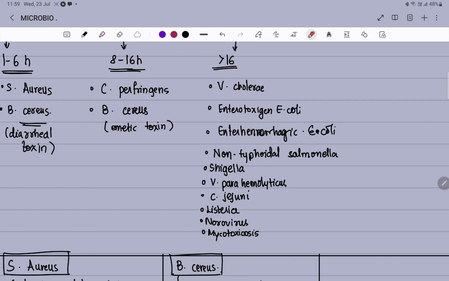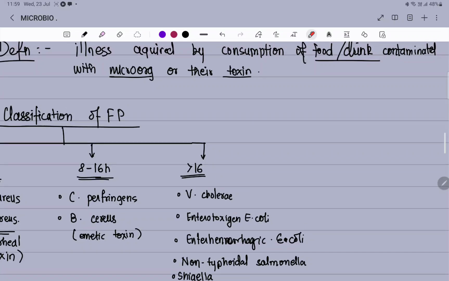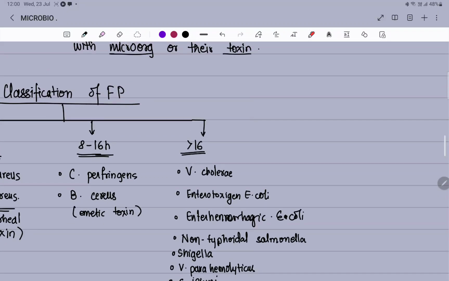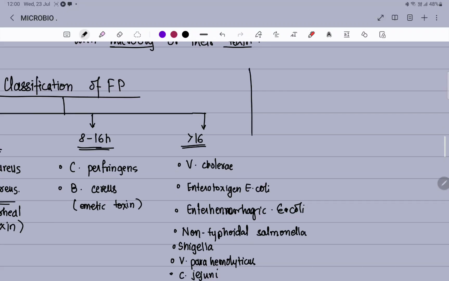Some will produce toxins, some will multiply in the body and then affect various organs, like Vibrio cholerae, E. coli, Salmonella. Everything will be studied in more detail in other chapters. So we are not focusing on more than 16 hours. We directly come to the lab diagnosis of food poisoning. So let us talk about lab diagnosis over here.